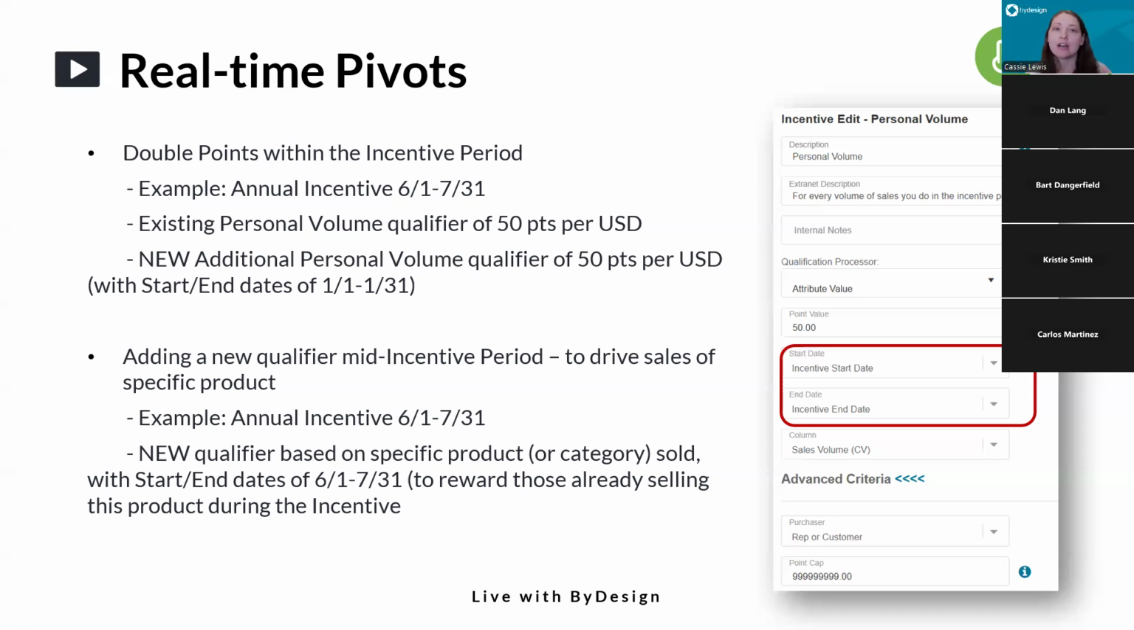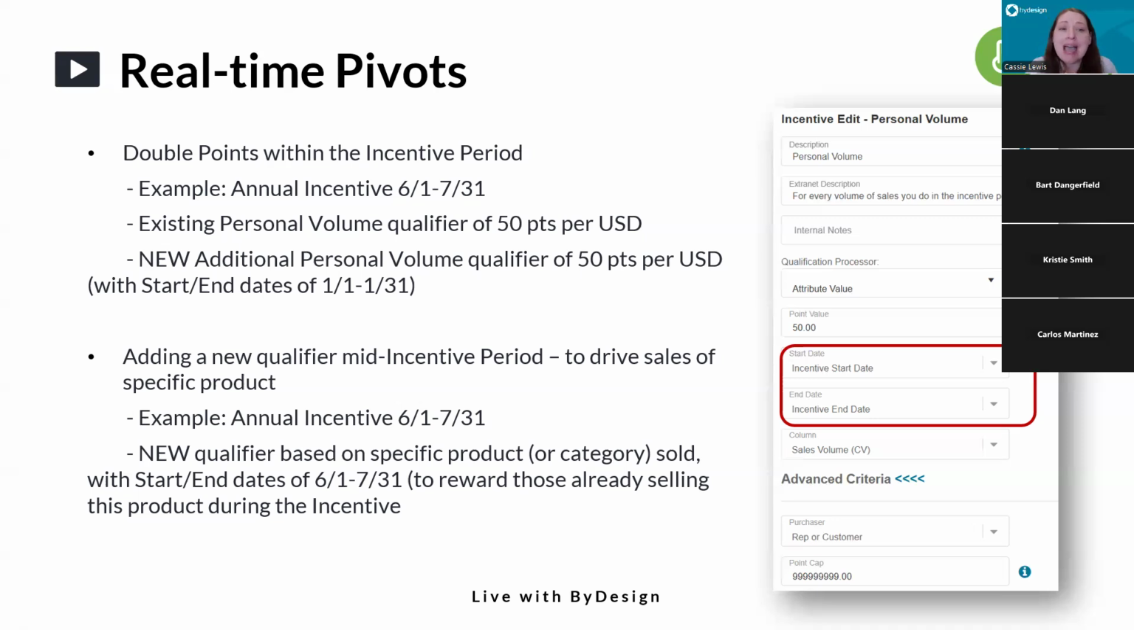But the qualifier of the existing one is going to be the full incentive period. The second new qualifier is only going to be for the month of January. Okay, that's how you can say for the month of January, your personal sales points are doubled. Because what you've done is you've kept the standard points that are going throughout the incentive. You've added a second one that doubles it. Okay?